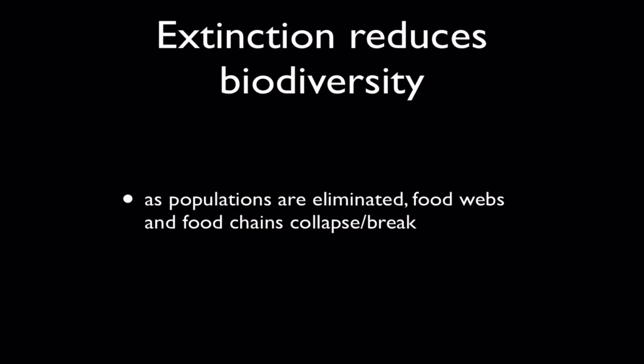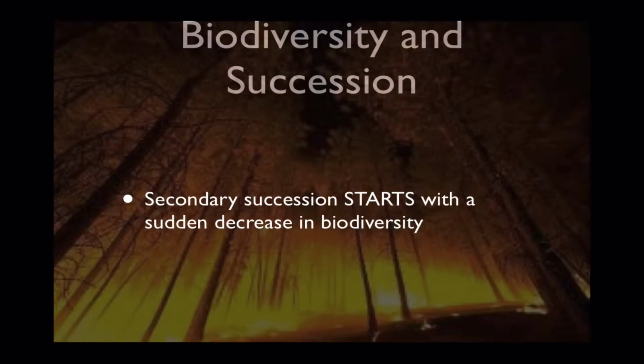Extinction reduces biodiversity by eliminating populations. So as populations are eliminated, the food webs that they're a part of start to collapse and break. Pretty obvious if we look at some examples here. Biodiversity is connected to succession. If you guys remember, secondary succession starts with a sudden decrease in biodiversity. For example, if a forest fire comes through and eliminates all the large trees and bushes and plants growing in a forest, we still have the soil, and there are still things under the soil that can grow from seeds, but we've experienced a massive decrease in biodiversity.